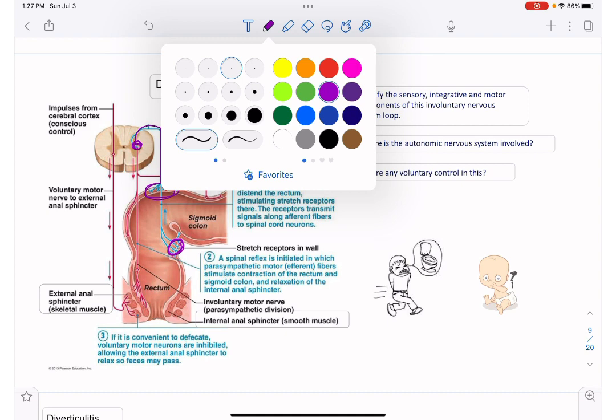So what happens next? What color should I choose?